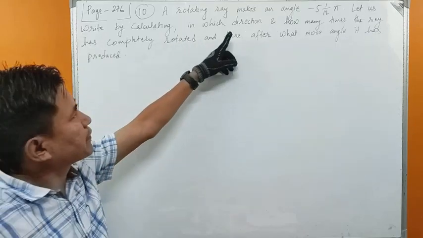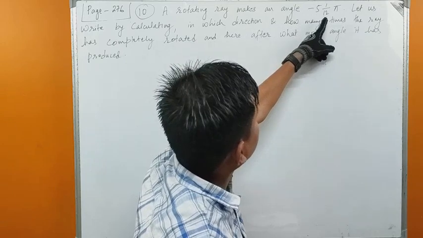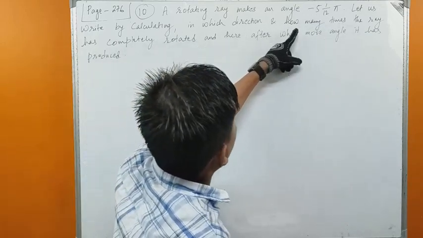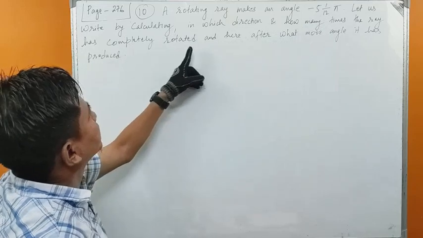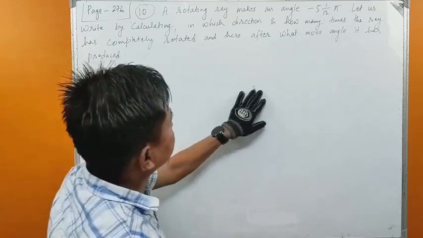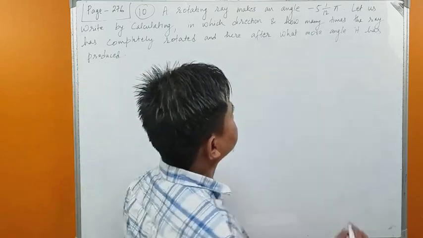A rotating ray makes an angle of minus 5 whole 1 upon 12 pi. Let us find, by calculating, in which direction and how many times the ray has completely rotated, and thereafter what more angle it has produced. So let us understand this sign first.